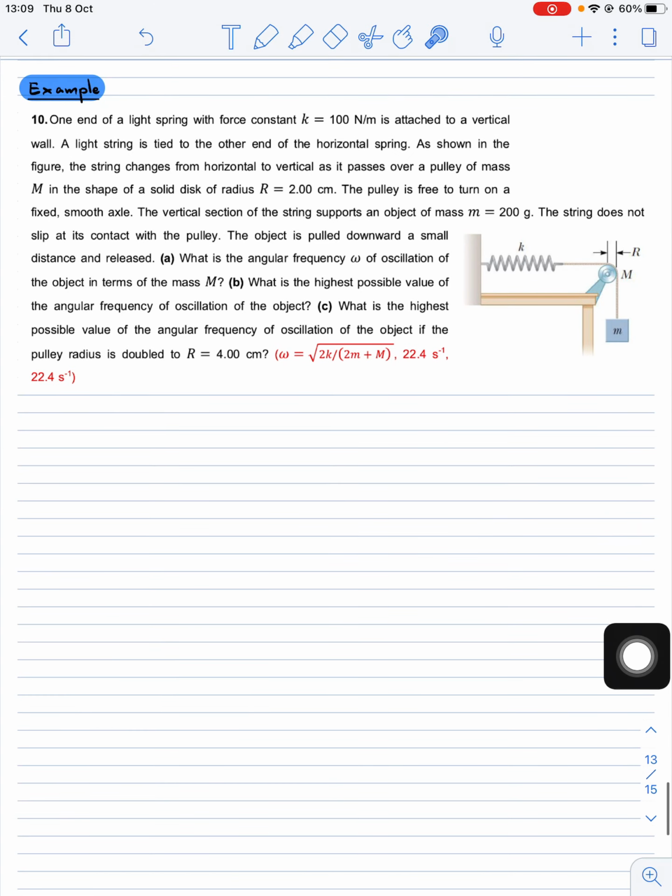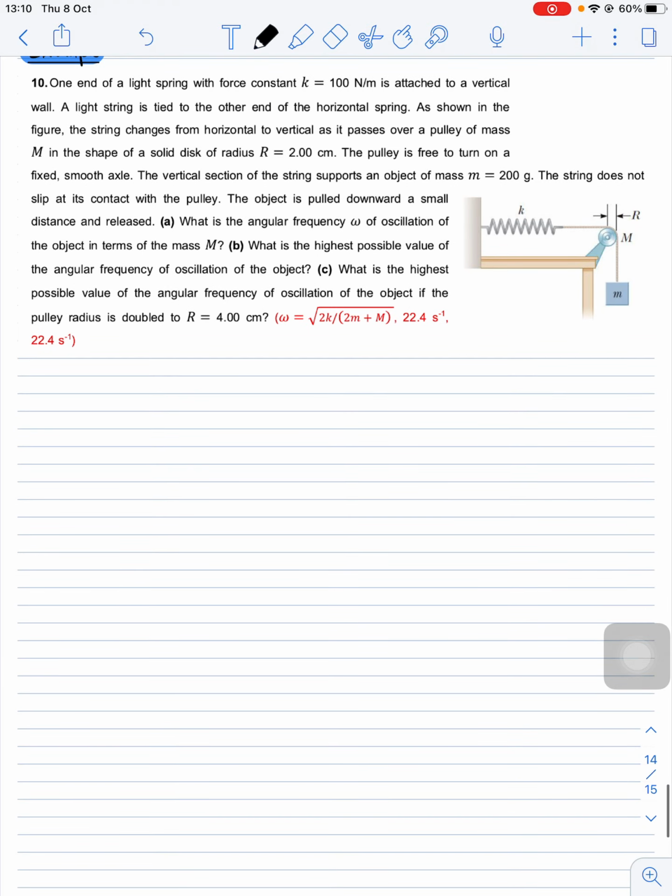To find the equation of motion, we need to apply Newton's second law of motion in this case. But before using Newton's second law, we need to write down the free body diagram of the block m and then the pulley here. So let's just start with the block m.